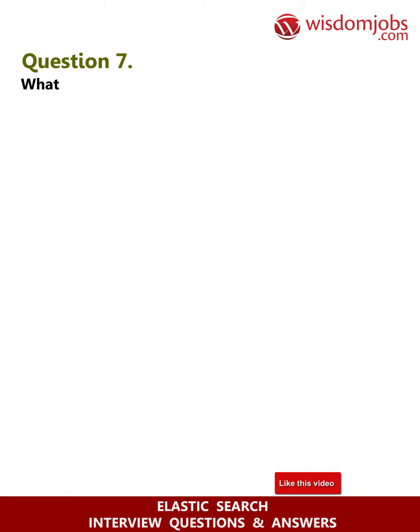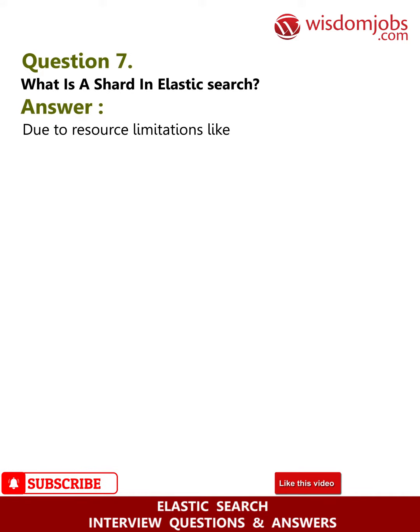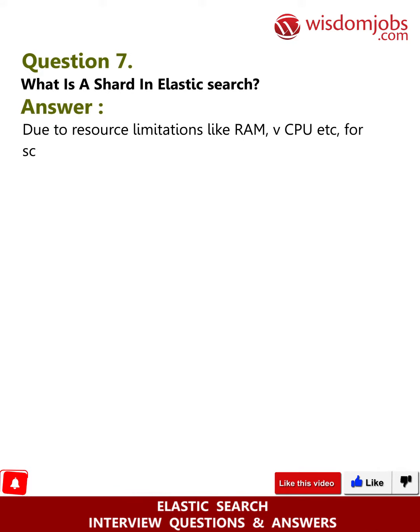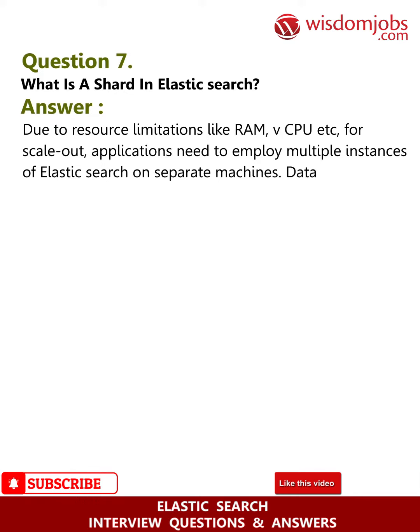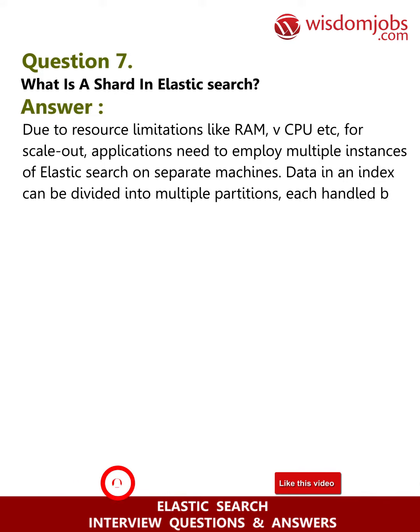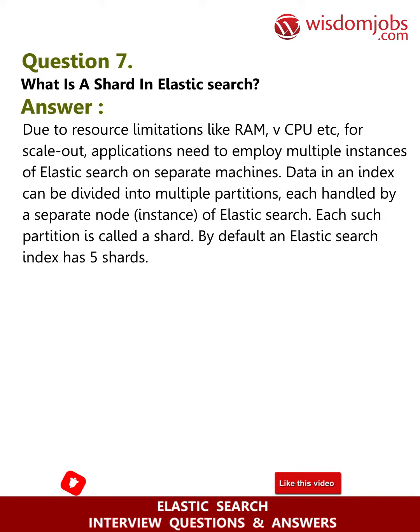Question 7. What is a shard in Elasticsearch? Answer. Due to resource limitations like RAM, vCPU etc. or scale-out, applications need to employ multiple instances of Elasticsearch on separate machines. Data in an index can be divided into multiple partitions, each handled by a separate node instance of Elasticsearch. Each such partition is called a shard. By default, an Elasticsearch index has 5 shards.